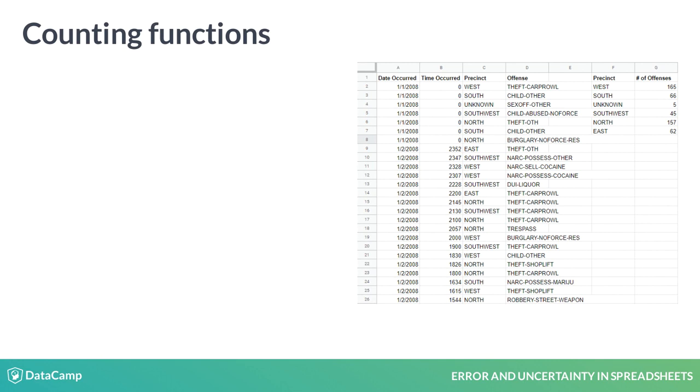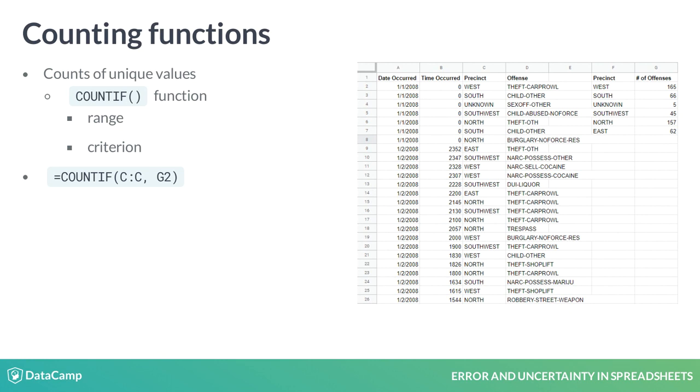Now that you have a list of all possible values, you can easily compute summary statistics for groups within the dataset. For example, you might want to count the number of records for each group, such as the number of crimes by precinct. You can use the Countifs function to do this. It takes two arguments. The range refers to the cells that you want to count, and the criterion refers to the value that you want to count.